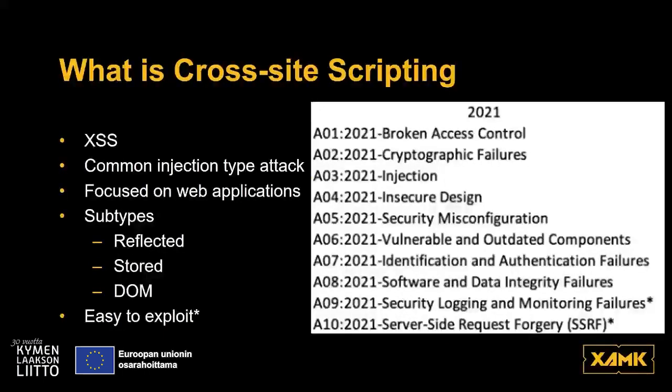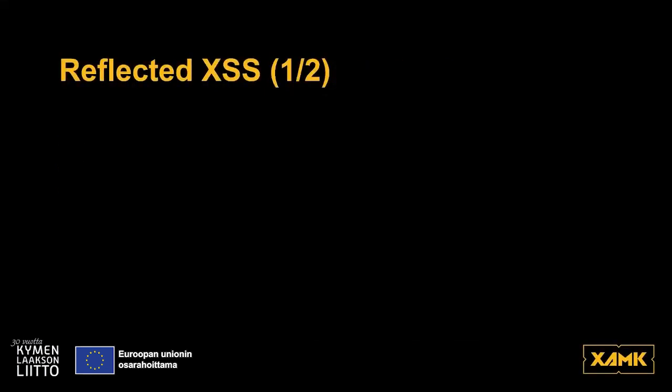And then we have the latest OWASP Top 10 list. There you can see at number 3, there's injection. It includes all kinds of injections like SQL injections and such. But in the last iteration, XSS had its own listing there. I think it was at number 7. So it's a very, very common vulnerability. But yeah, let's go to reflected cross-site scripting.